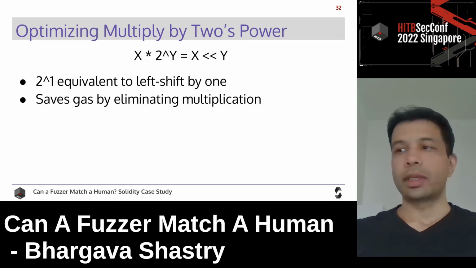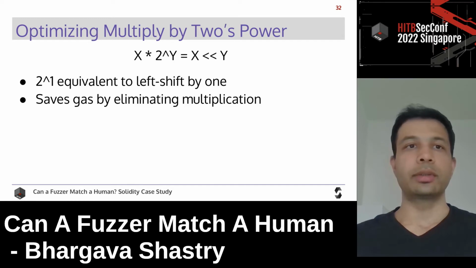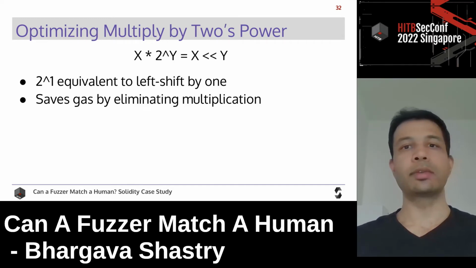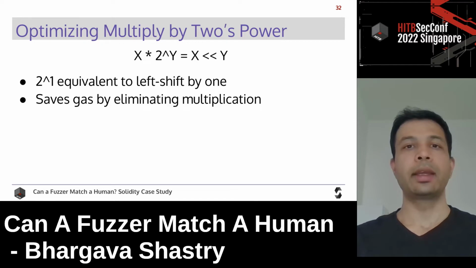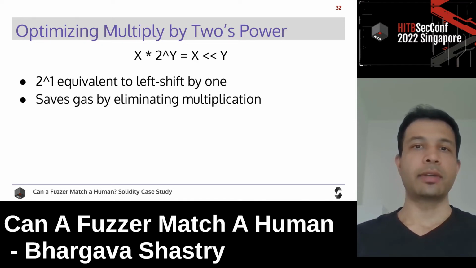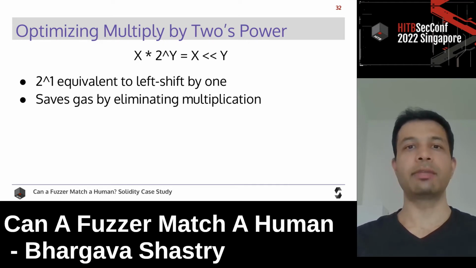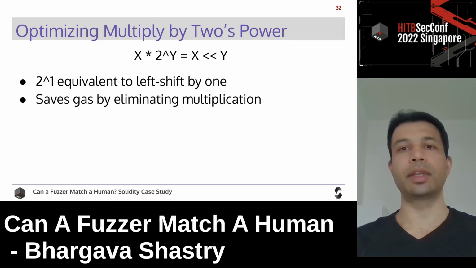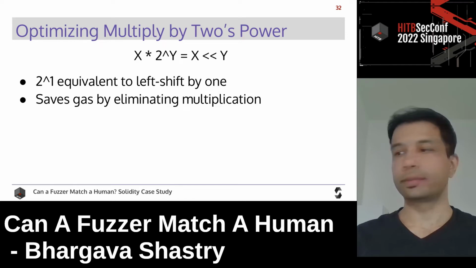Now, before I demonstrate the buggy optimization that led to an incorrect computation, I should introduce you to the optimization rule that simplifies this function. And this is that if we have two expressions x and 2 raised to the power y which are multiplied, this is identical to x left shifted by y. And hence the left hand side of the equation could be simplified to the right hand side. The main advantage, of course, is that we are saving a multiplication and potentially saving resources and definitely saving gas by eliminating multiplication.